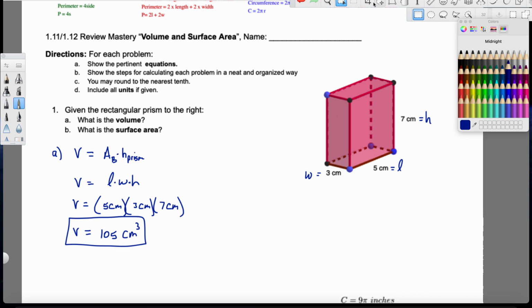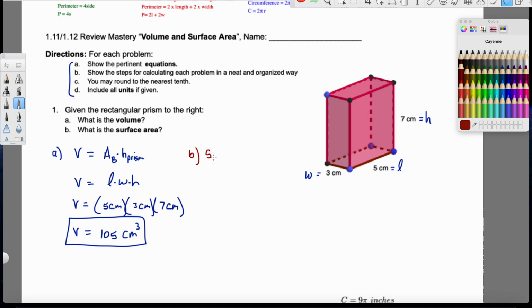Okay? So that part is done. I have shown the equation, I've shown the steps, and I've included the units. So I did all of these parts right here in the directions. So that's for part A. For part B, we are looking for the surface area.